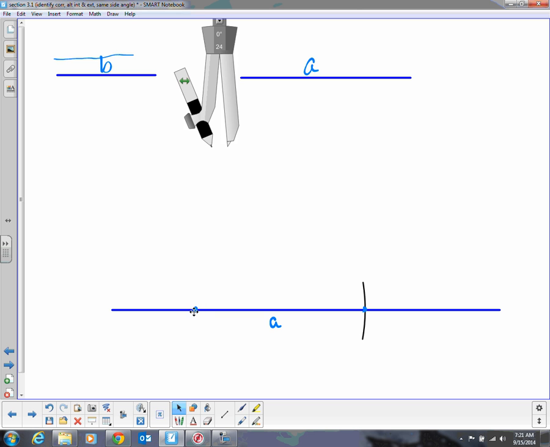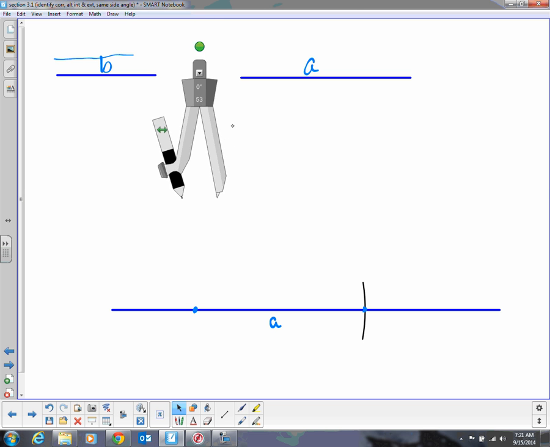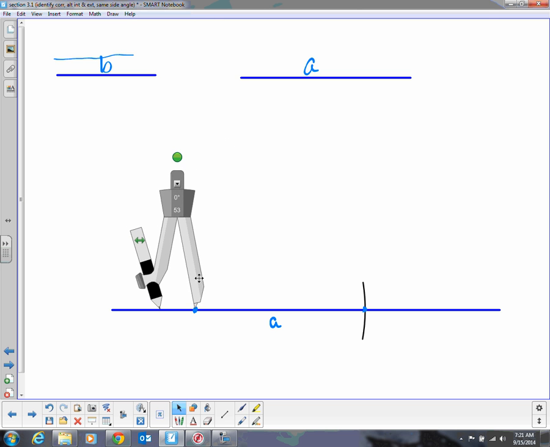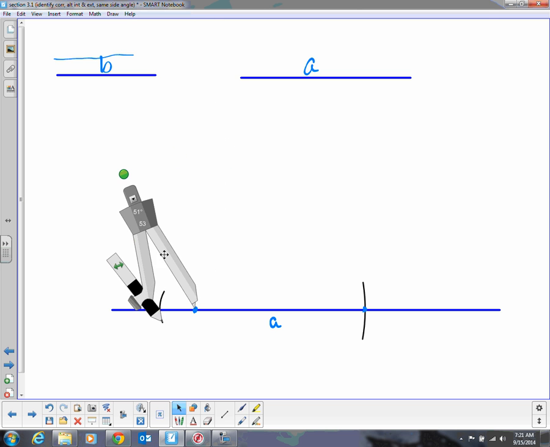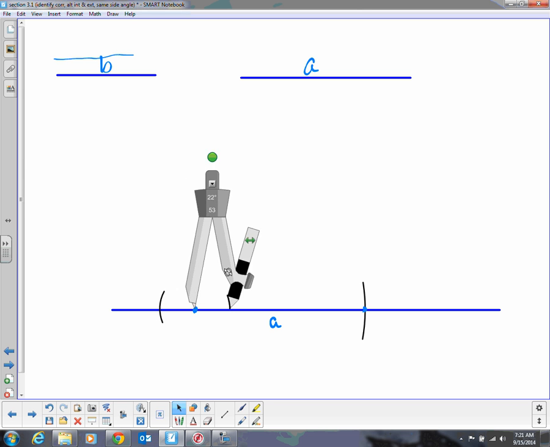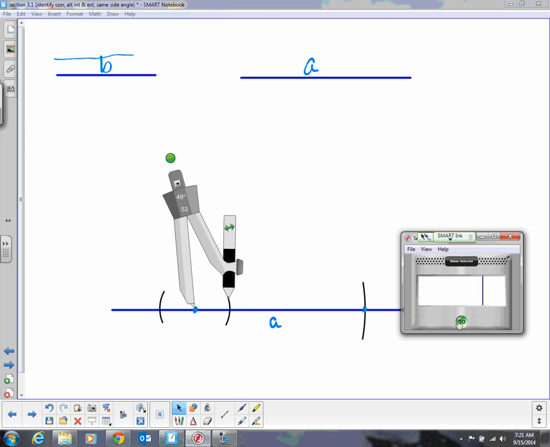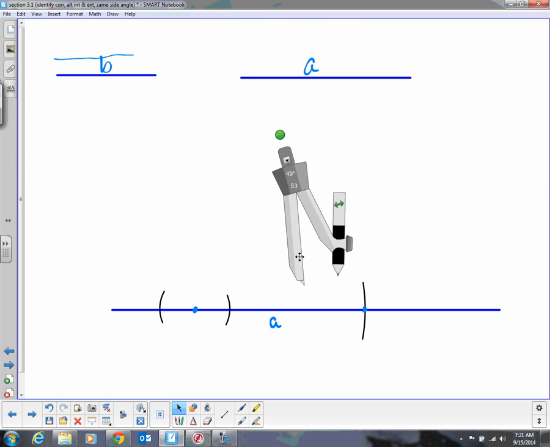When the point's on the line, where do we begin? Where do I put my compass point? On the point. And then what will I do? Draw an arc, and then what will I do? I'm going to draw an arc on the other side. All right, once I get these, now we drew these arcs for a reason. Once I get these two arcs, Nick, what am I going to do? Where do I put my compass?